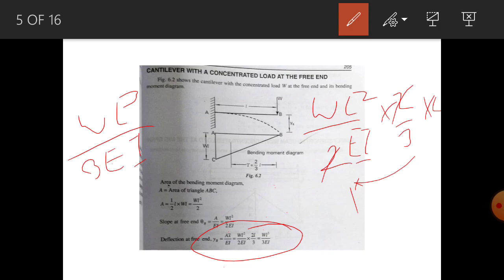Same thing, nothing. We have area, that is WL square by 2, and EI at the bottom. Here also you are going to divide by EI. Don't forget, only extra is the center of gravity distance from the point where we want the deflection. From that point to the center of gravity, you have to calculate the distance of the bending moment diagram. Because it is a triangle and we want the area from the axis, not from the base, it is 2/3 into L. So 2 and 2 get cancelled, 3 remains. If you multiply, it becomes WL cube by 3EI.